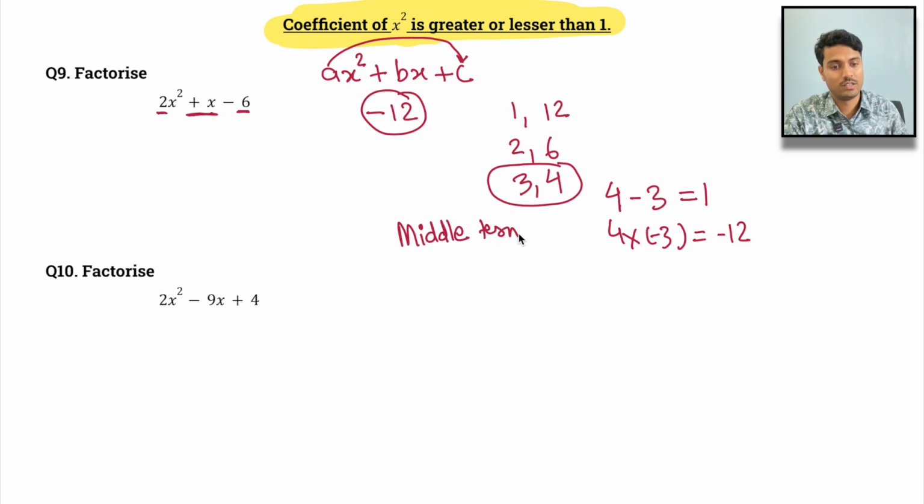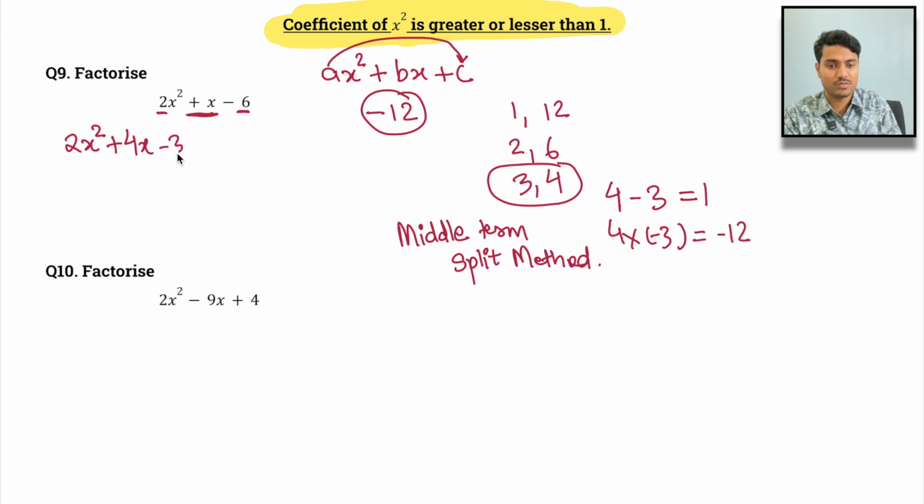Middle term split method, because with this what we are doing, we are splitting the middle term. We have to write the first term as it is, 2x square, but this x we have to write as 4x and minus 3x, because we have figured out that 4 and negative 3 are satisfying both the conditions. So 4x minus 3x and minus 6.